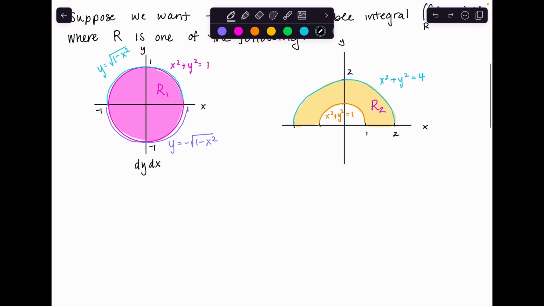But because both of these are circles, it's much easier to describe in terms of polar coordinates, because that just deals with a circular region. So here, both regions are difficult to describe in terms of x and y.